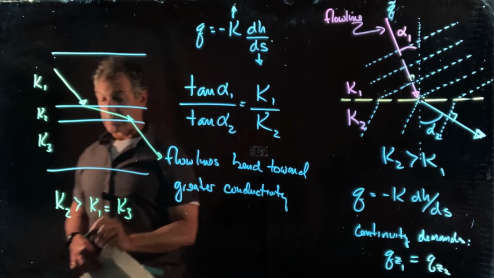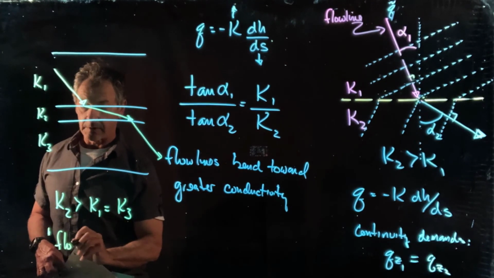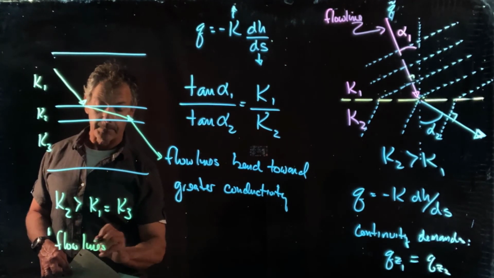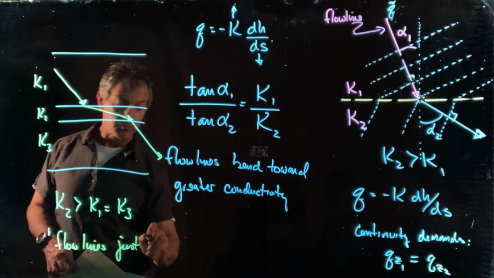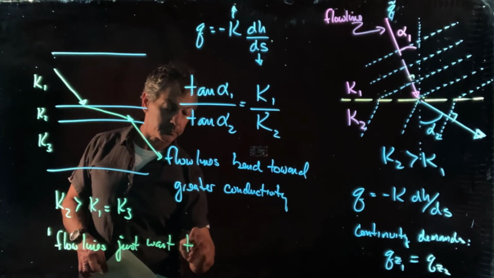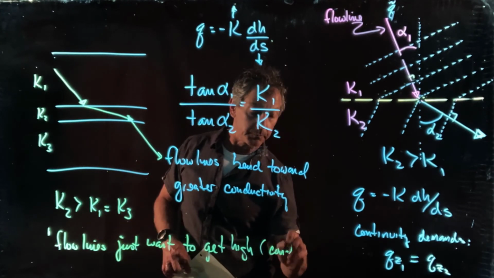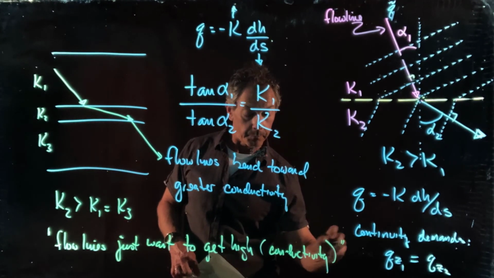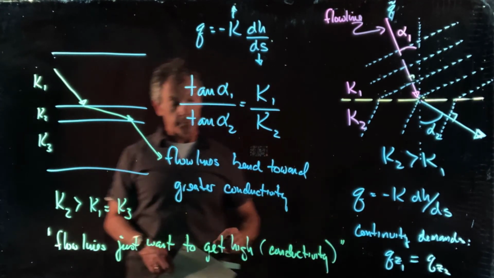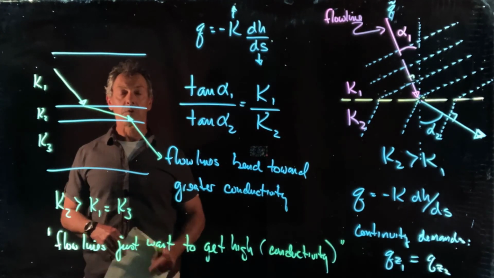So the way I remember this is simply flow lines just want to get high. Of course. So just keep that in mind.